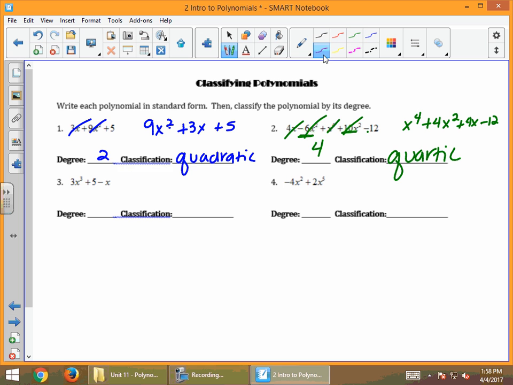Okay, if we arrange number 3, which one's the larger exponent? 3x cubed. Cross it out. Which one's the next biggest one? X. Make sure the sign follows the term. And then the plus sign is going to go on the back. What's the degree? Largest exponent is 3. And if it has a degree of 3, how do we classify it? Cubic.